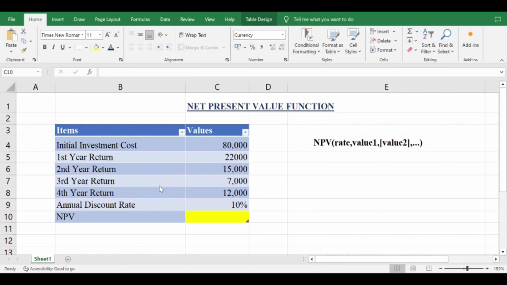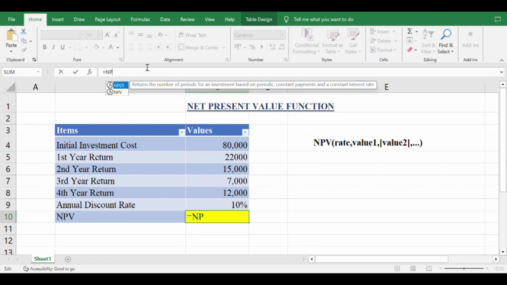The formula goes like NPV, which is the name of the function, open brackets, the rate of discount, and the values of returns that you get each consecutive year with a close bracket. We also have sample data here which says that the initial investment cost is around 80,000 rupees. The return in the first year is 22,000, second year 15,000, third year 7,000, fourth year 12,000. Now you can notice that they all are not constant. They keep fluctuating and the annual discount rate is 10%.